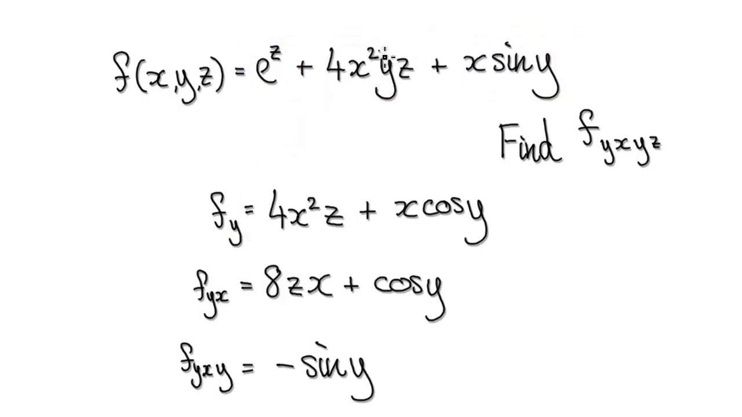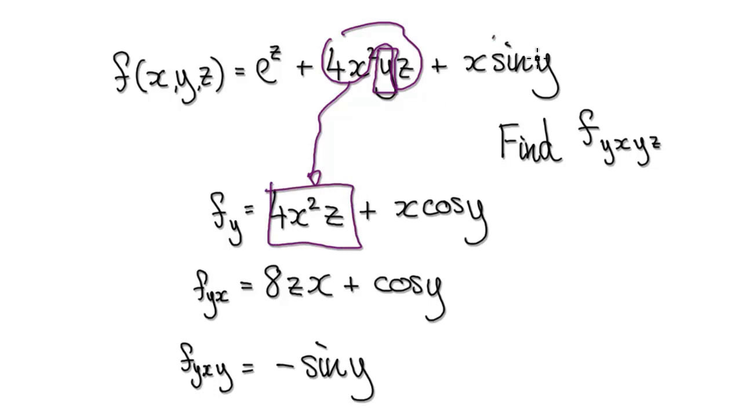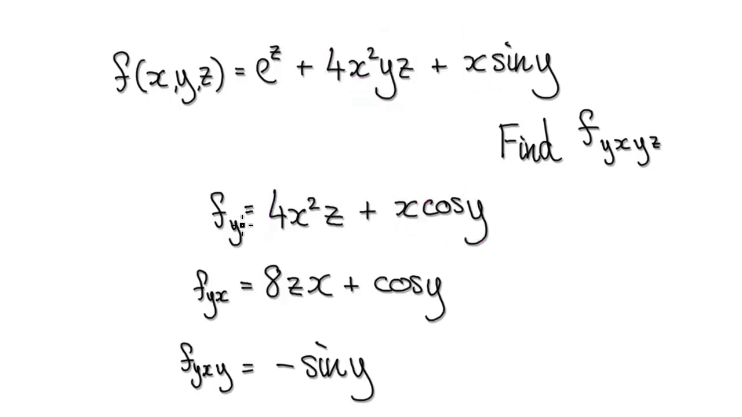Remember, we are differentiating it with respect to y. So this whole thing here is just a constant. So now when you differentiate this, it will then become this. And then differentiate this with respect to y, it will then give you x cos of y. So we've done y, now let's do x.